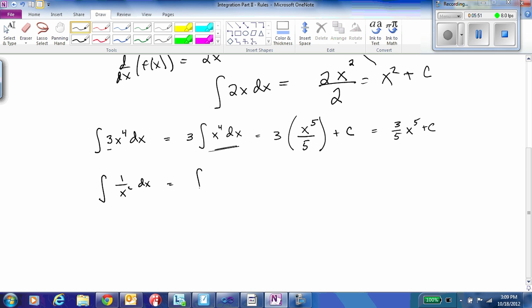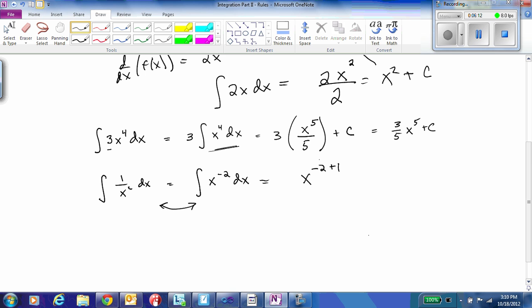So when you have things in the denominator, usually you want to take a moment and rewrite them in the numerator using a negative exponent. So I can rewrite this, and you can see that these two things are exactly mathematically equivalent to each other. I can now use the power rule, and I can raise the power by 1. So minus 2 plus 1.